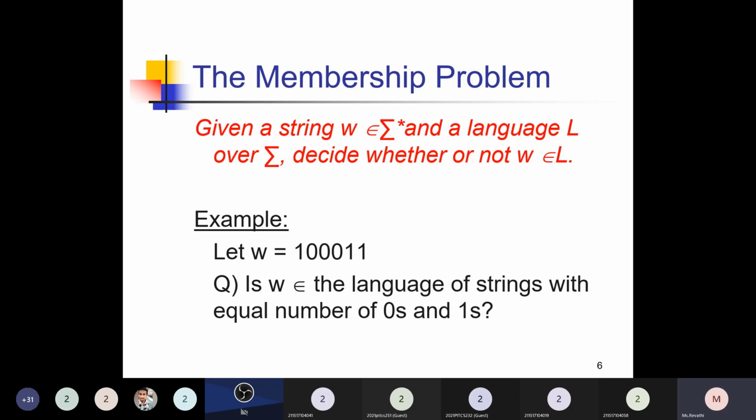We have to check whether this particular string belongs to the language. What is a string? String is nothing but the collection of alphabets. So here the alphabet consists of 0, 1 alone. In this membership problem, we have to check whether this particular string belongs to the language L over the alphabet sigma. So this is the membership problem.